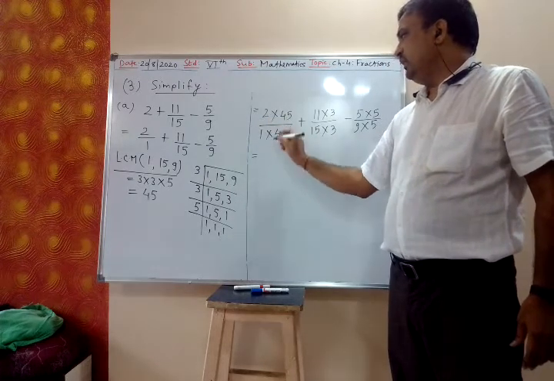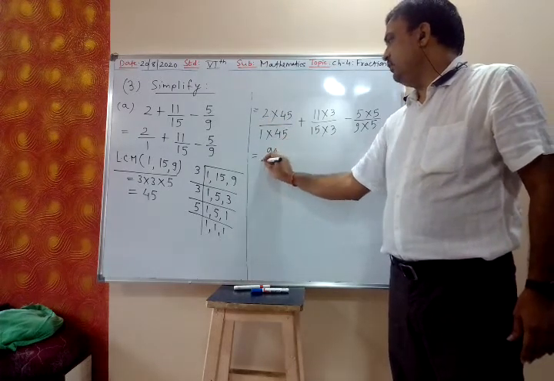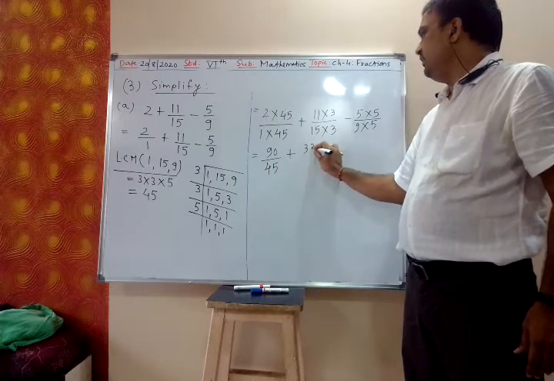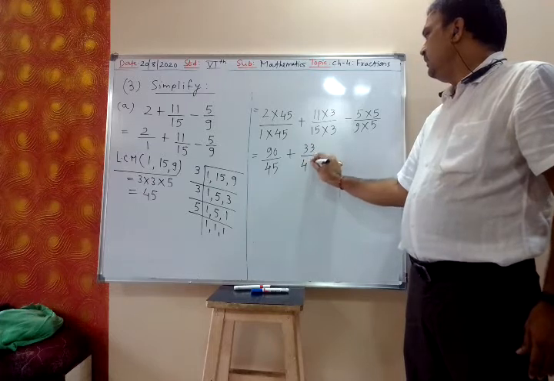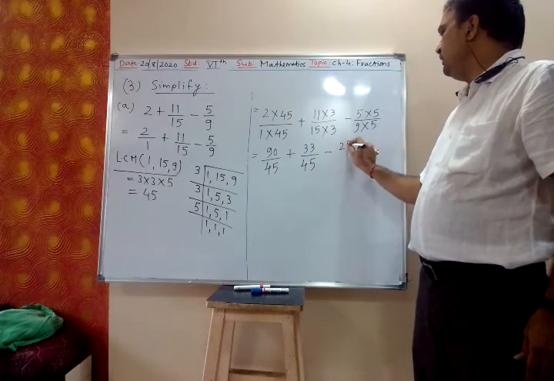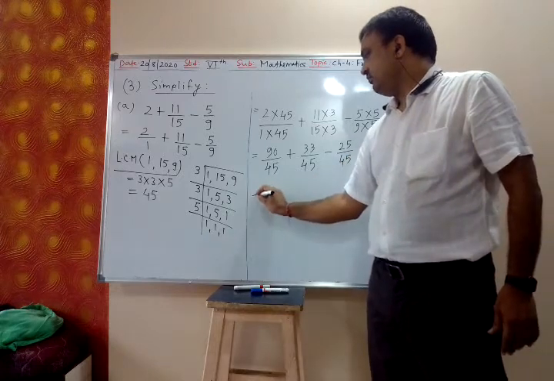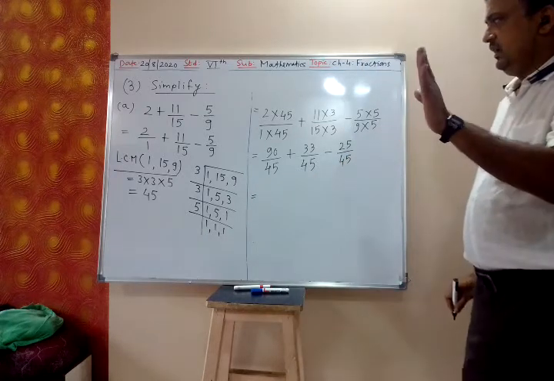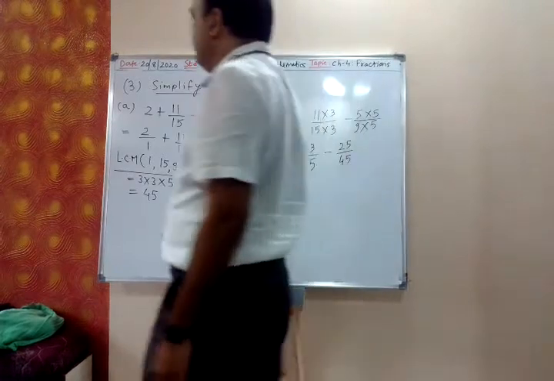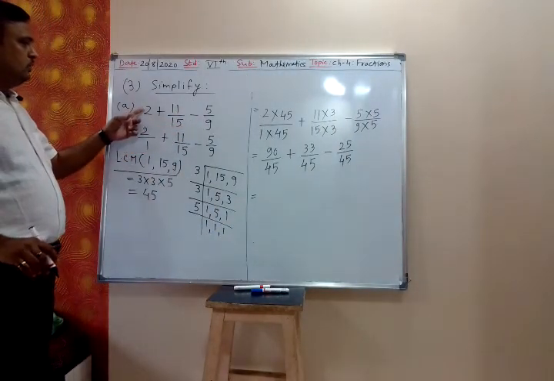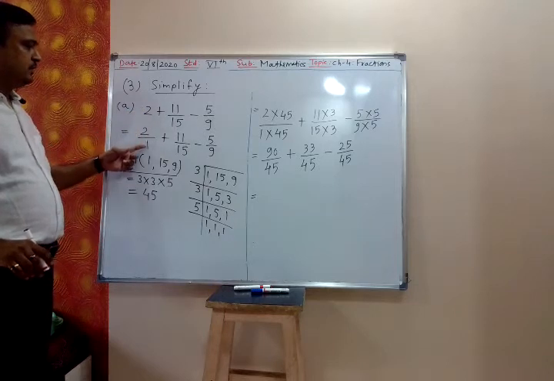So 2 into 45 is 90 upon 45, plus 33 upon 45, minus 25 upon 45. Now, 2 plus 11 upon 15 minus 5 upon 9. 2, I will write as 2 upon 1.